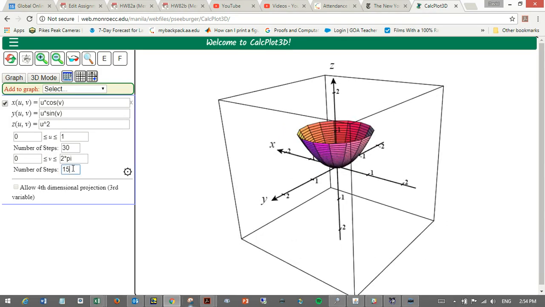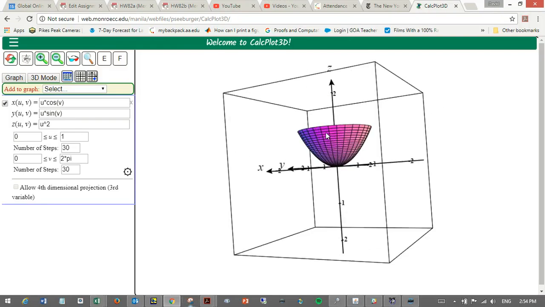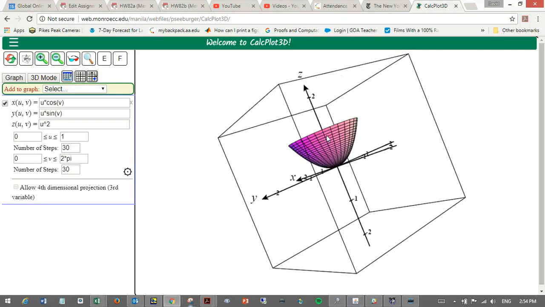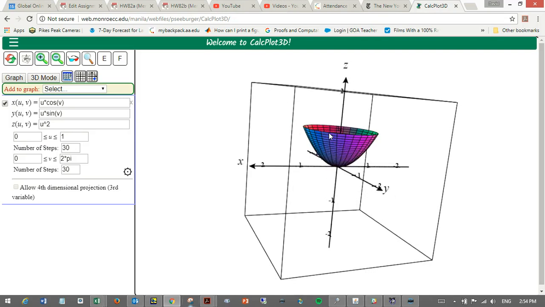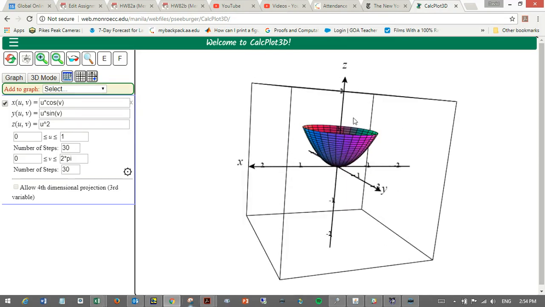I think I want a few more steps in the angle though. There we go. That's nicer, less clunky. Now that's really a much nicer way in a lot of ways to draw that circular paraboloid. It respects the symmetry better. It's cutting it off in a nicer way and doesn't have those four weird corner things.